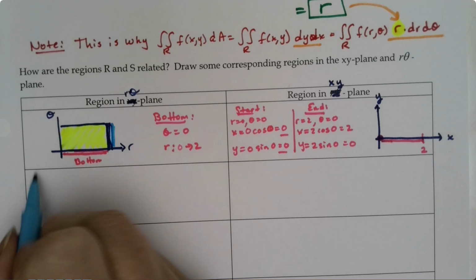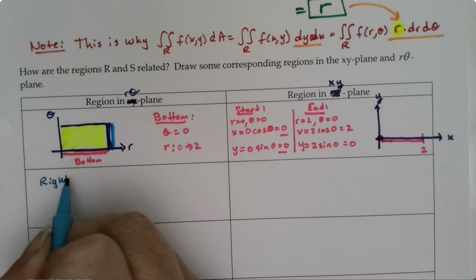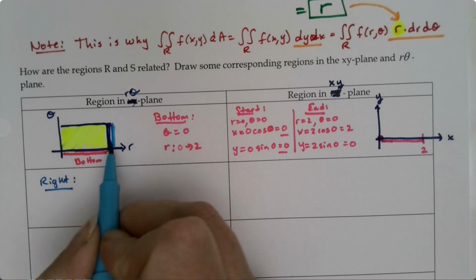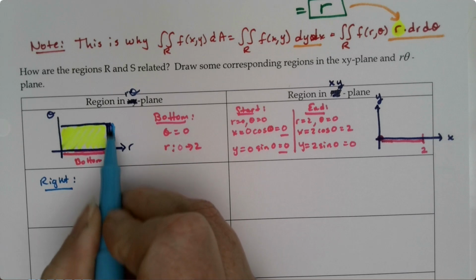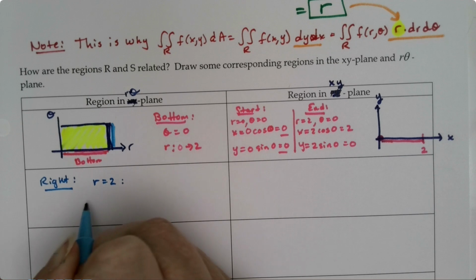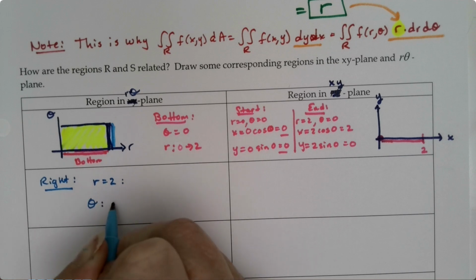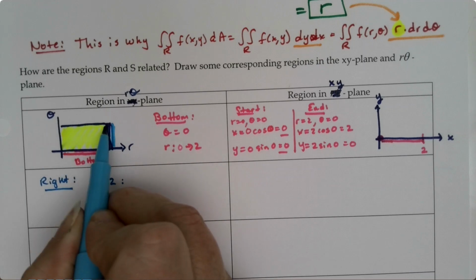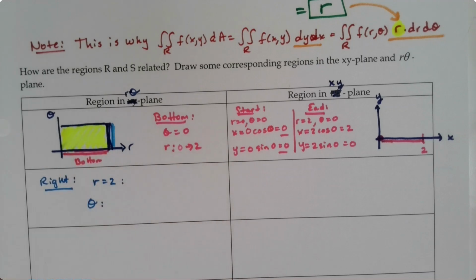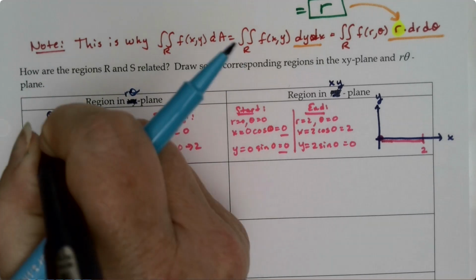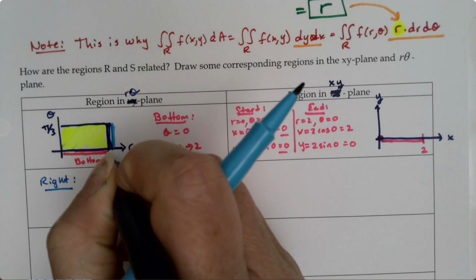Okay, so the right-hand edge starts down here, right? So r is equal to 2, and r is equal to 2 the whole time. But theta goes from 0 to wherever this is. Let's just say for fun it's pi over 3. So let me pretend this is pi over 3, and this is 2.